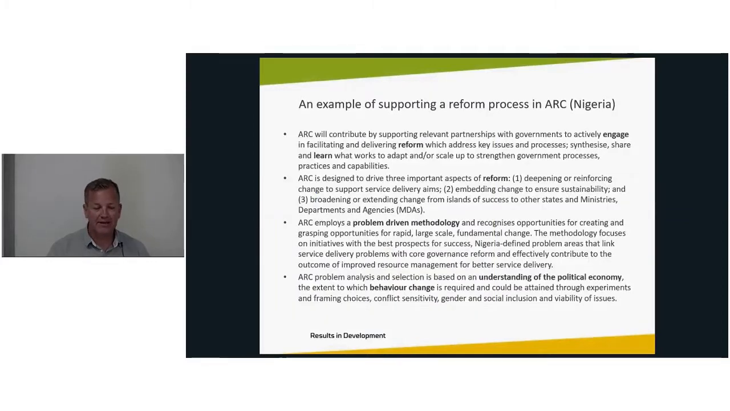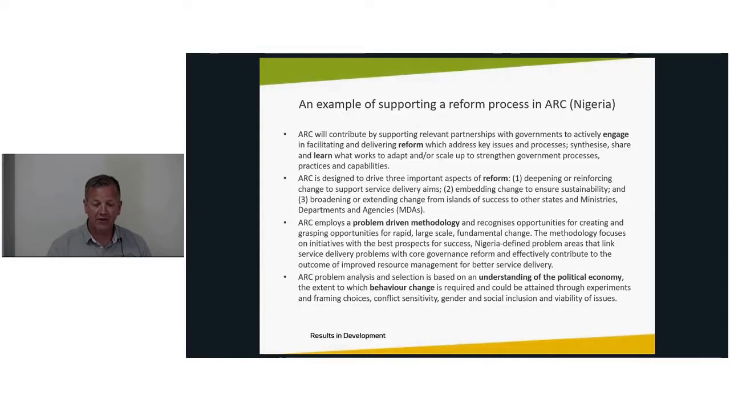So some examples of being politically smart. An example comes from a program in Nigeria called ARC. And this is a program which is supporting relevant partnerships with governments to actively engage in facilitating and delivering reform, so addressing key issues and processes. They're learning and sharing through the process. ARC is designed to drive three important aspects of reform. Firstly, to deepen and reinforce change to support service delivery aims, particularly in health and education. Secondly, to embed change to ensure sustainability. Thirdly, to broaden or extend change from what's called, this is jargon, islands of success. So to replicate with other states and ministries in Nigeria, for example.